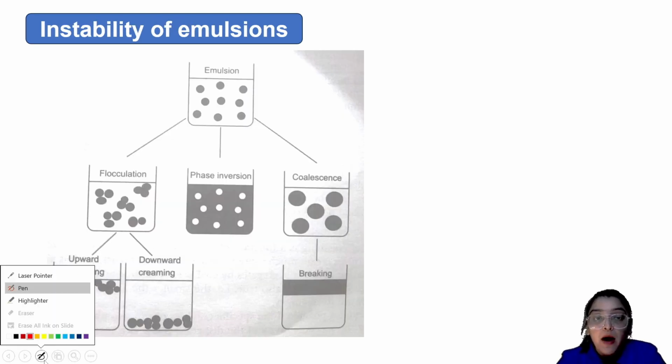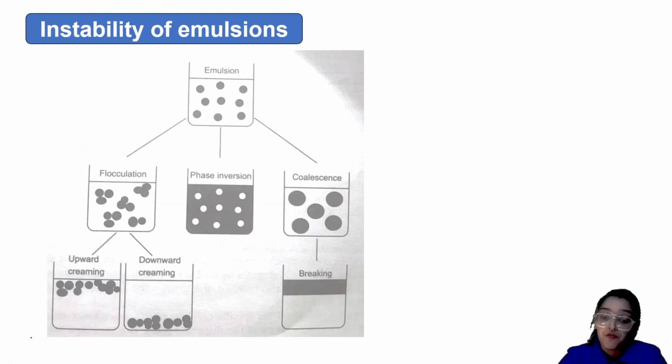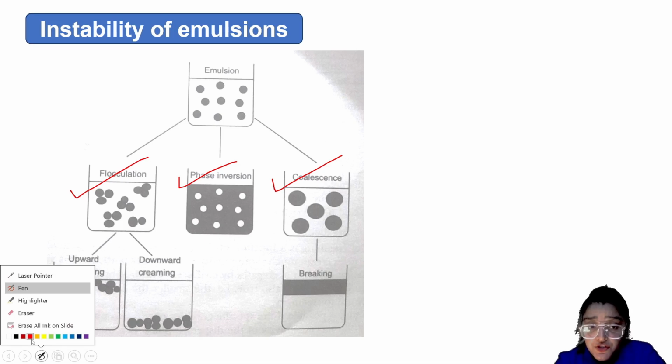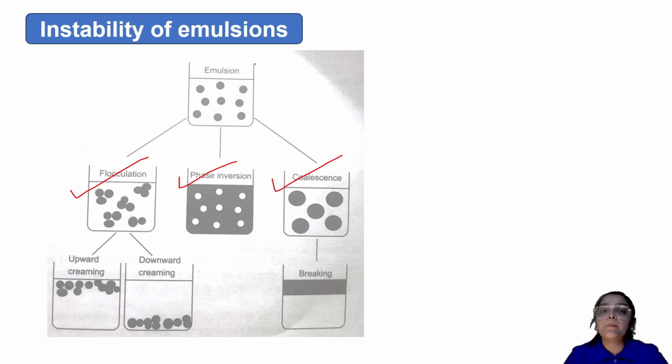So the next topic that we are going to talk about is the instability of emulsions. Yet another important topic. As we have seen, particle size and size distribution are very important parameters in emulsions, because they have a tendency to form floccules, to undergo phase inversion, and to undergo coalescence, which will ultimately cause the emulsion to become unstable.